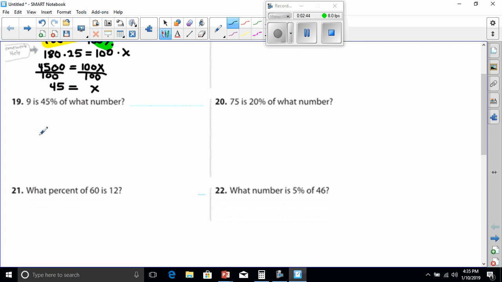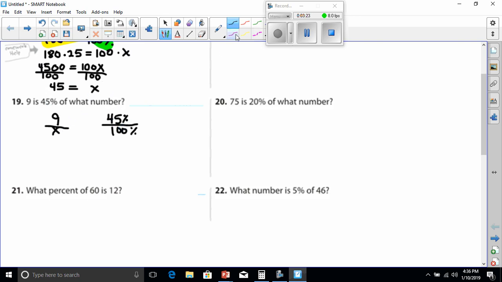Let's see. 9 is 45% of what number? Once again, we got is 45%, so our percent will go on top. Of our 100%. And it says of what number? The minute it said of, we know it goes on the bottom. So this time, we'll be putting x on the bottom. And that leaves 9 to go up on top. So 9 is 45% of 100, or of what number?